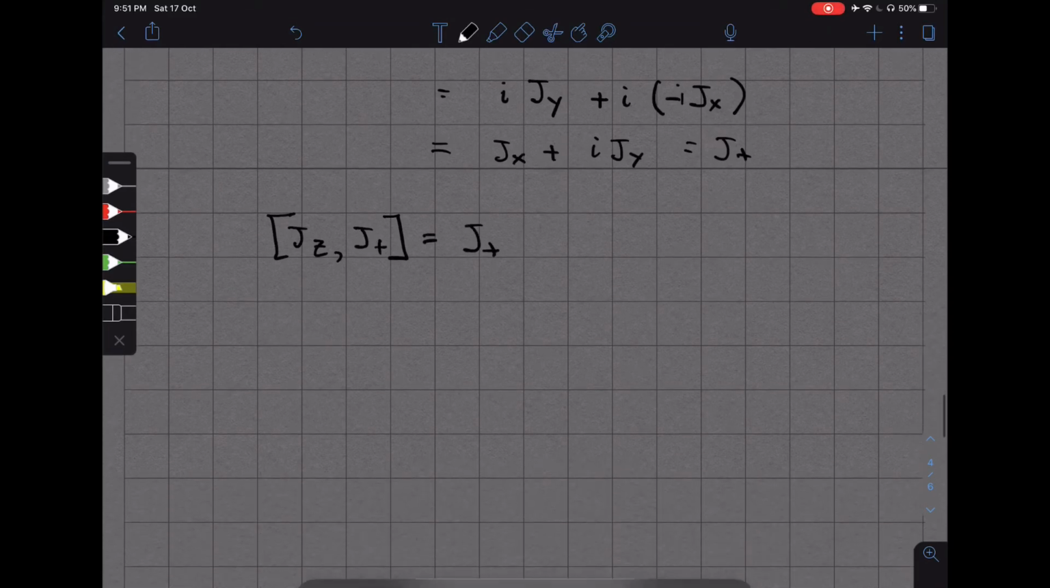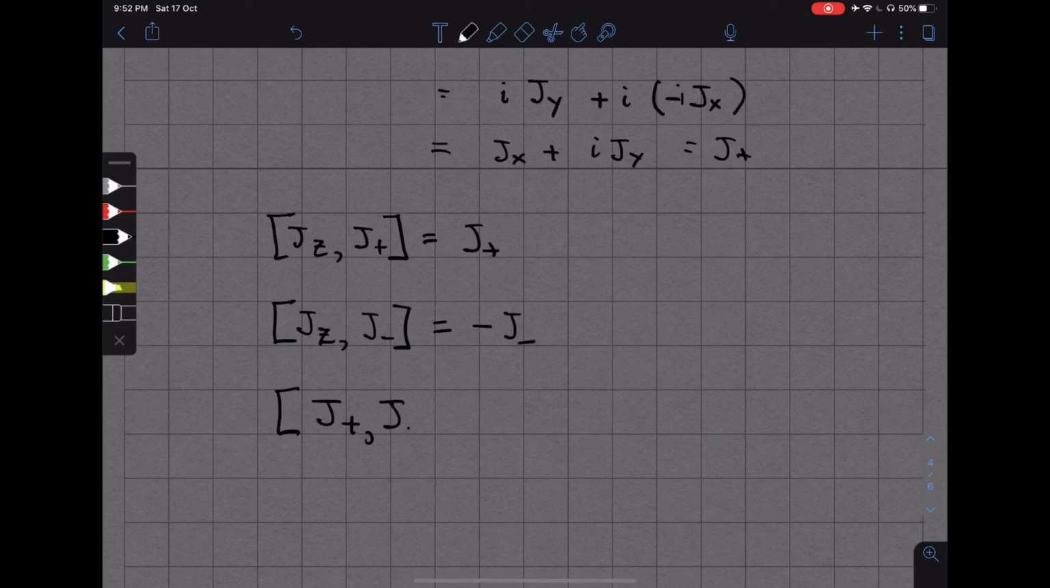So similarly, one can show that the commutator of Jz with J minus gives us minus J minus. Okay, so this is an important distinction. And similarly, we can evaluate the commutator of J plus and J minus, and a little bit of algebra shows us that this gives us 2 times Jz.